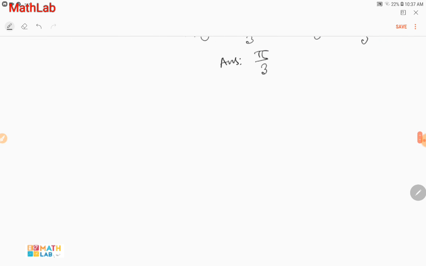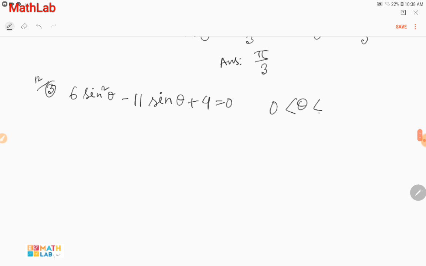Now we'll start question number 3. Question number 3 is 6 sine square theta minus 11 sine theta plus 4 equals 0. And again for this condition, the solution is theta is greater than 0 and less than pi by 2.